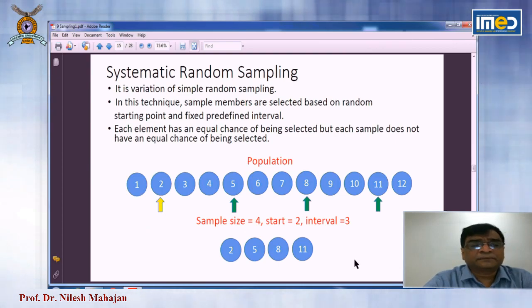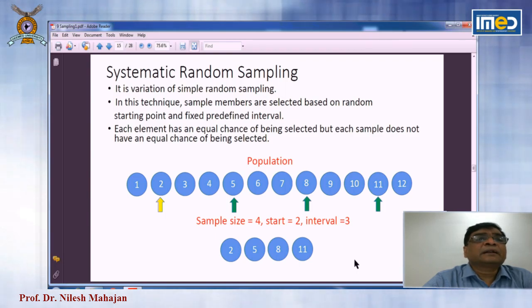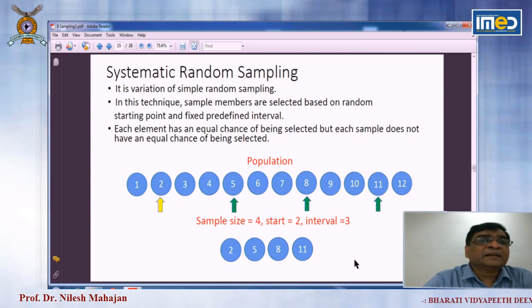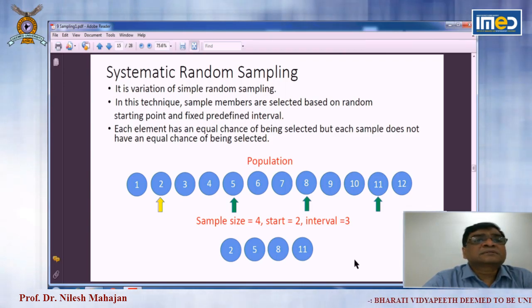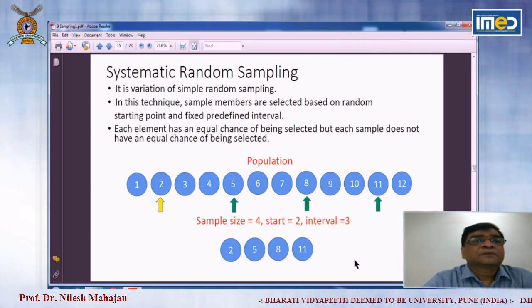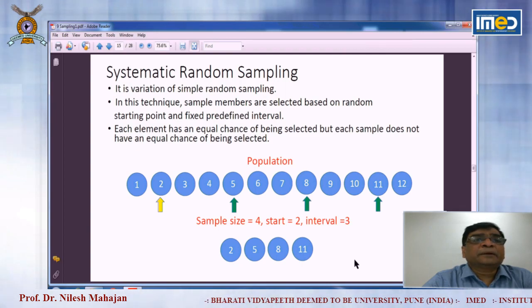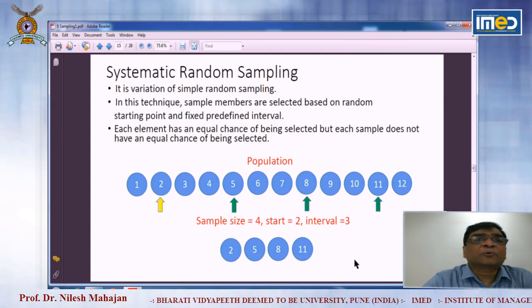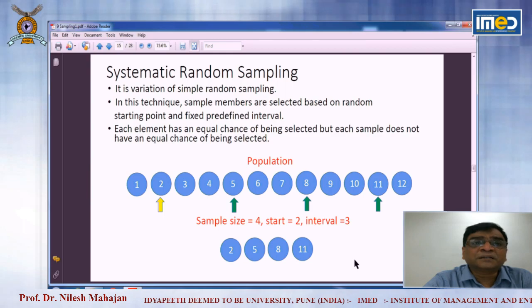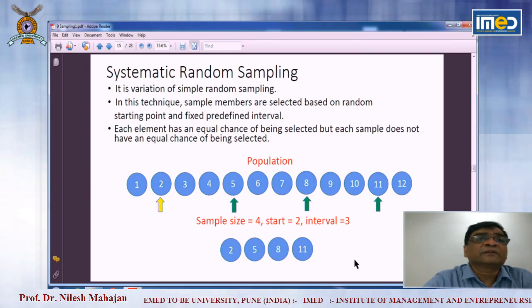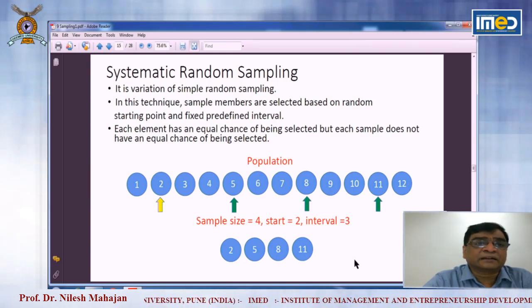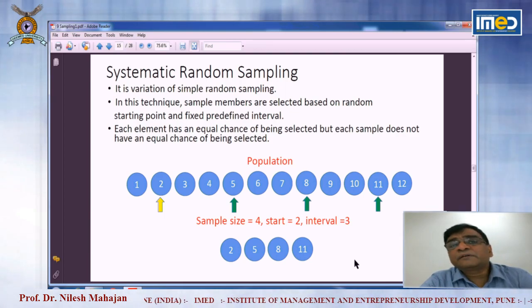Now, systematic random sampling. It is a variation of simple random sampling. In this technique, sample members are selected based on a random starting point and a fixed predefined interval. Third, each element has an equal chance of being selected, but each sample does not have an equal chance of being selected.